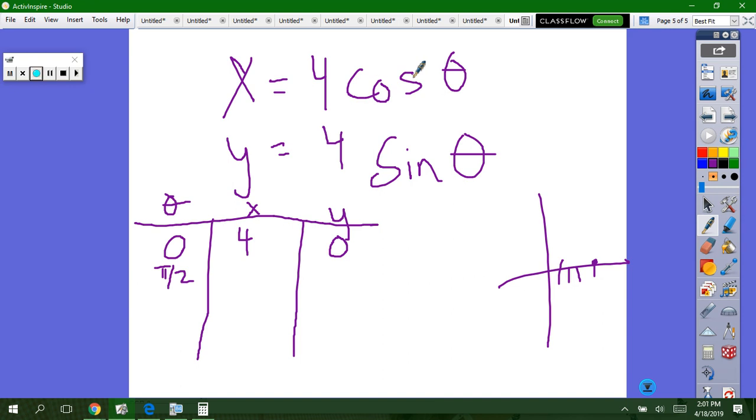Cosine of pi halves, 0. 0 times 4, 0. Sine of 0, I mean pi fourths. Pi halves.